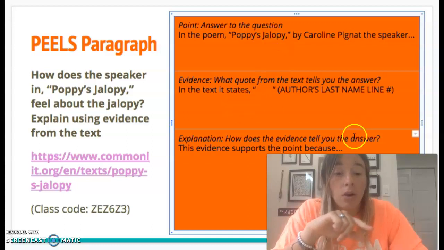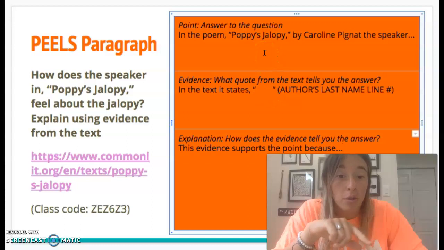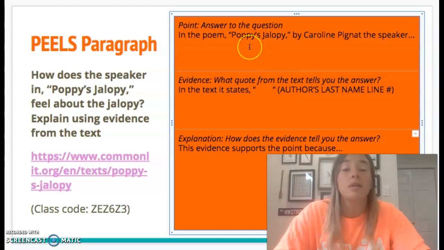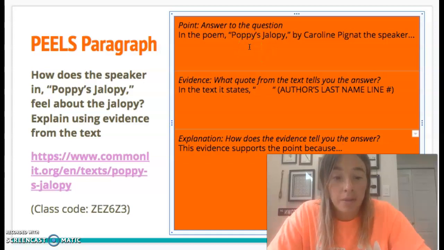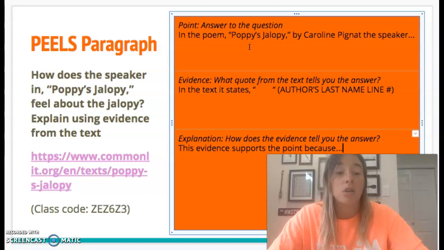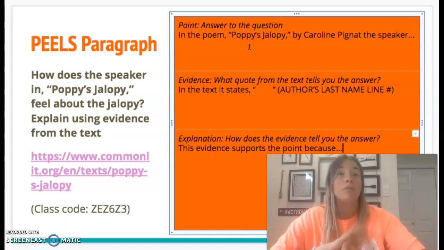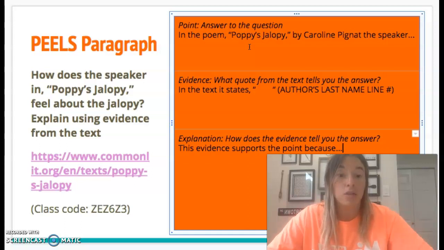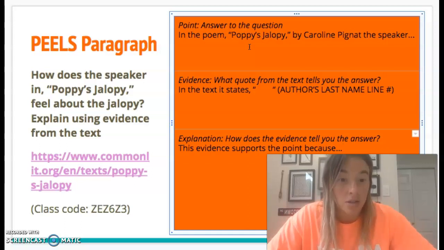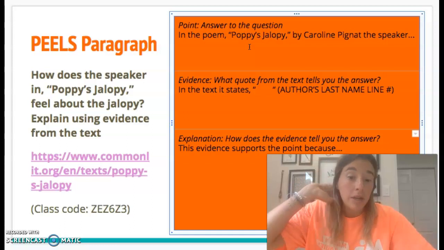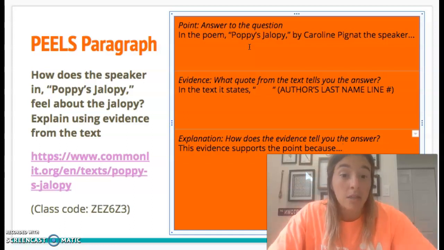So if you are having a hard time explaining how your evidence relates to the point that you're making, your evidence is probably not strong enough. The point is something that you came up with because you read the text, you understand what the answer is. The answer that you come up with for this is something that came about because of the fact that something in the text told you that that's the answer. Finding what it is in the text that told you that is the difficult part.